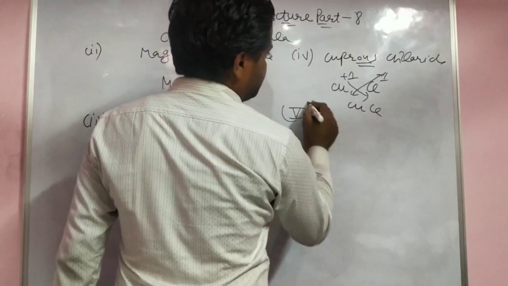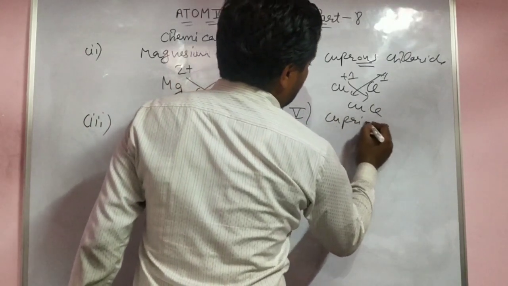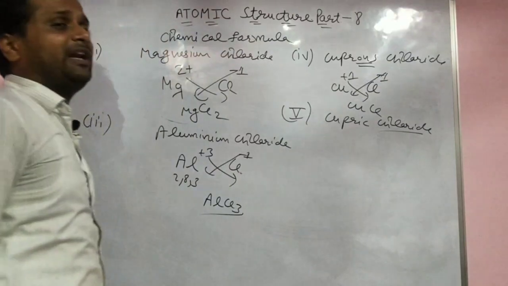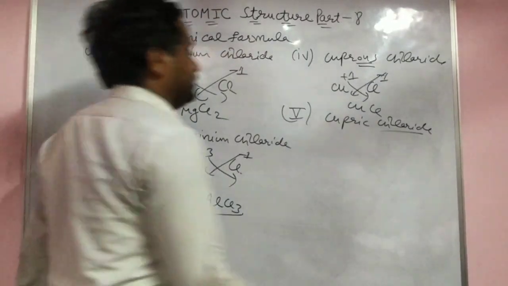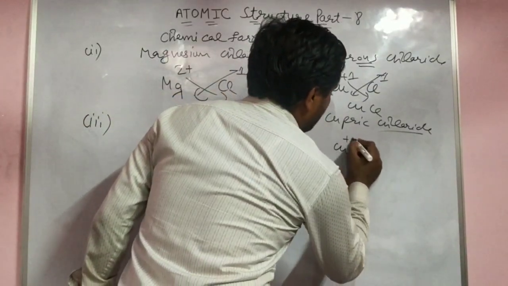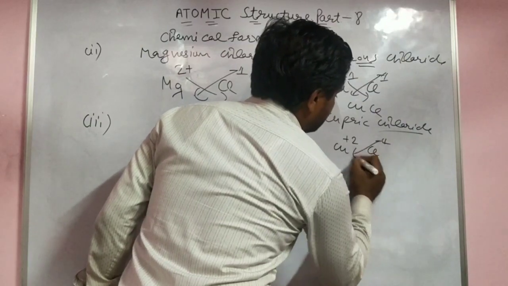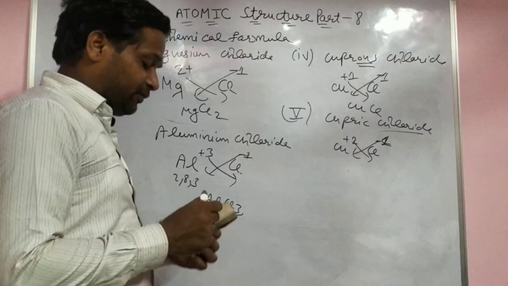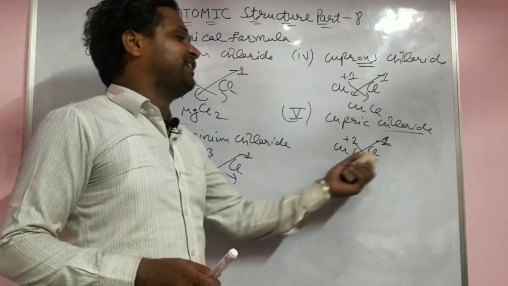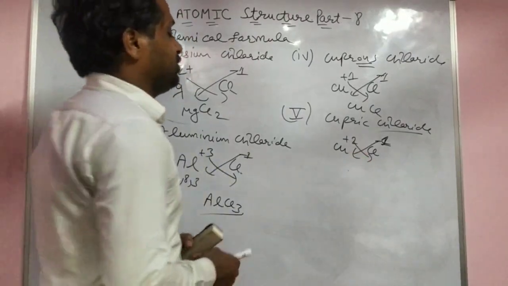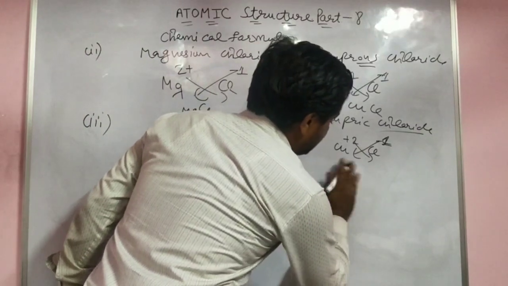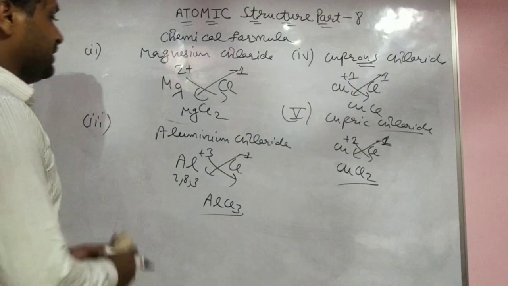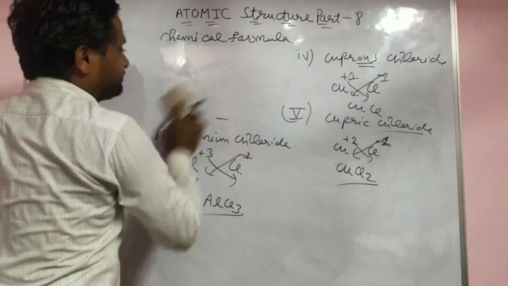Yes, for the fifth, cupric chloride. Chloride is always monovalent. Keep in mind, one only. Copper 2 positive, chlorine 1 negative. Positive and negative only tell about the left and right side, and the valency only comes in the fit. So CuCl2, copper chloride. Yes, next, any other chloride?